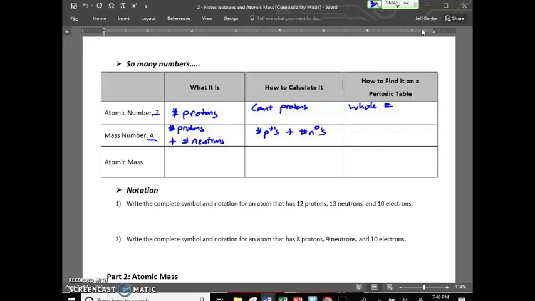Okay. How to find it on the periodic table? Well, you don't. You can't. There's another number up there we'll talk about soon. That's the atomic mass. Oh, actually, we'll talk about it right now. What the atomic mass is, it is an average mass of all isotopes of an atom.